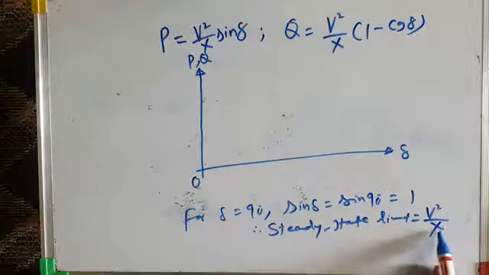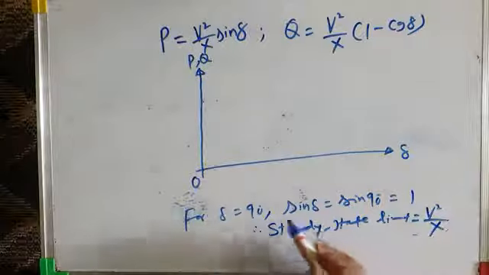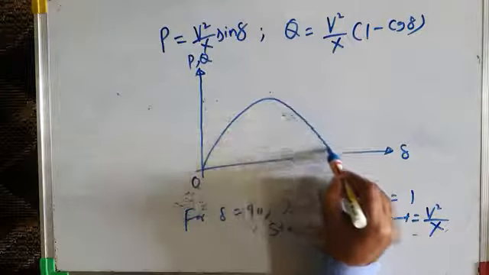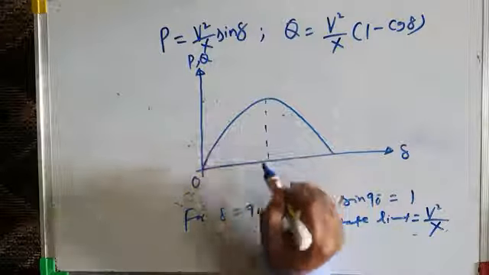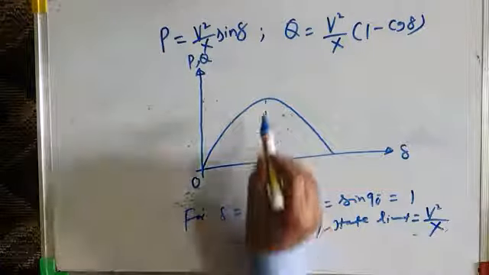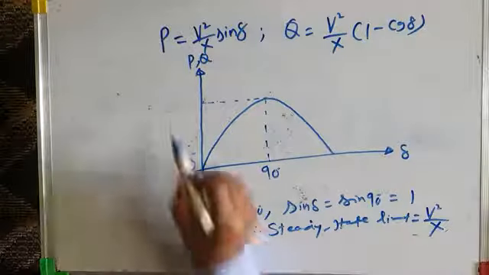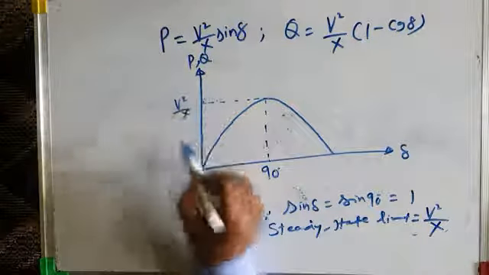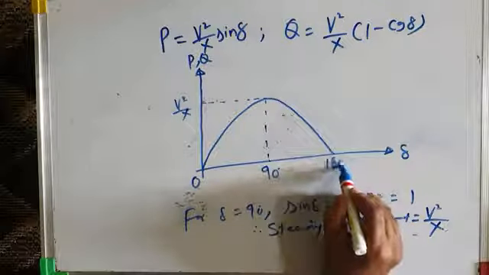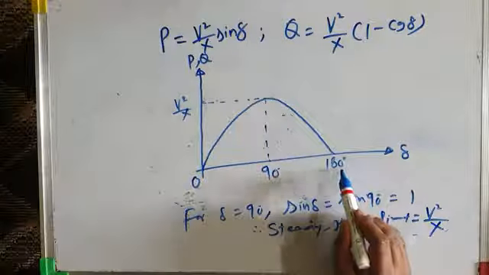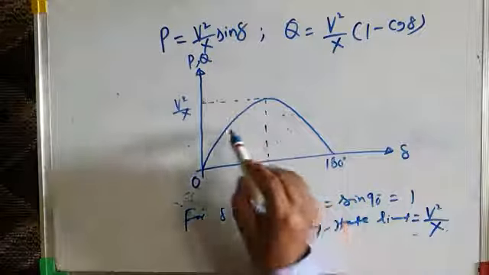because sine delta is sine 90, sine delta is 1. So this is called steady state limit. So for delta equal to 90 degrees, we have something like this. This is delta equal to 90 degrees. For delta equal to 90 degrees, maximum active power flows over the line, and that is given by V square by X. And as delta increases beyond 90 degrees, P decreases. And for delta equal to 180 degrees, sine 180 degrees is 0, and P is 0.